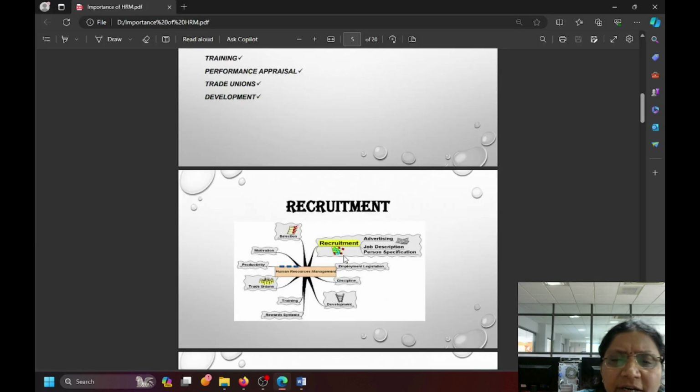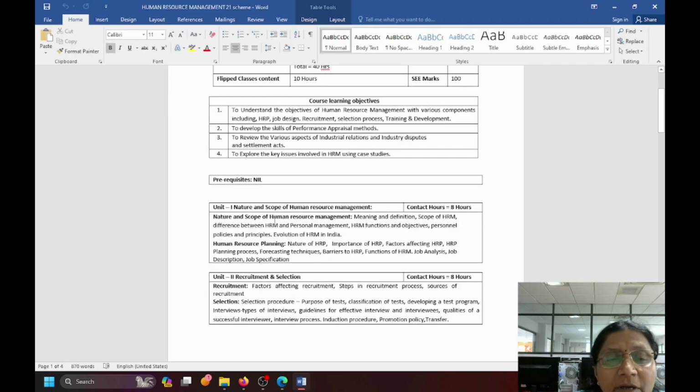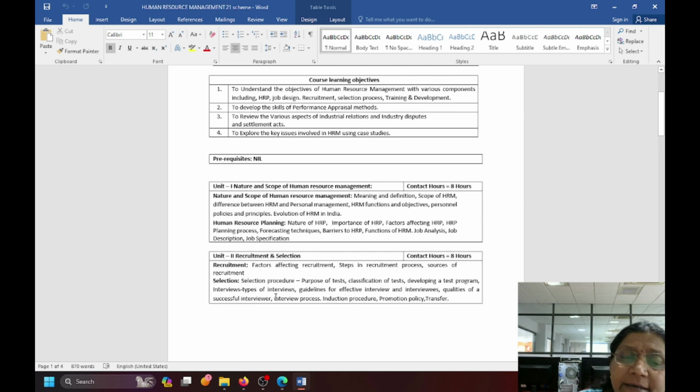To understand that, the second topic, human resource planning, is also included in this first unit, that is the nature of HRP, importance of HRP, factors that are affecting HRP, and the process, the procedural steps or phases of HRP, then forecasting techniques and functions of HRM, job analysis, or how we describe the job, job description and job specification are included in the first unit. And the second unit is recruitment and selection.